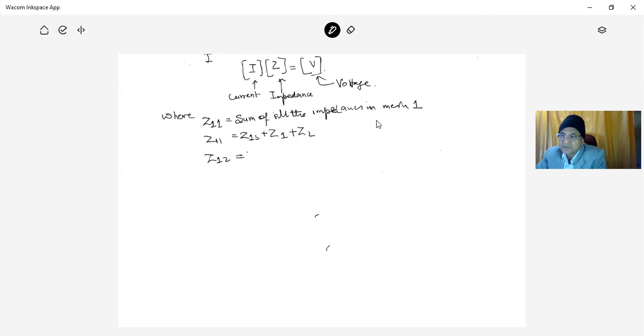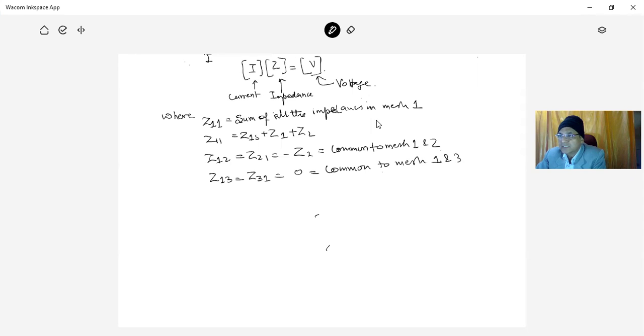Z12 is equal to Z21 is equal to minus Z2, which is common to mesh 1 and 2. Z13 is equal to Z31 is equal to 0, that is common to mesh 1 and 3. That is no impedance.